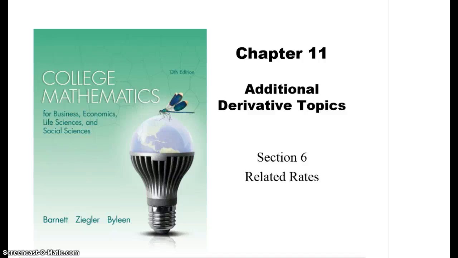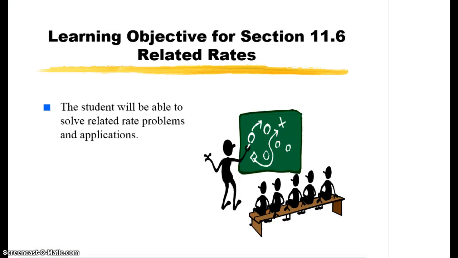Okay, we're in 11.6 of Barnett, and we're looking at related rates. That's the topic of this section. So our goals for this section, the objective is to be able to solve related rate problems and applications, and specifically we'll look at business applications. So we'll do an example in this video as well.